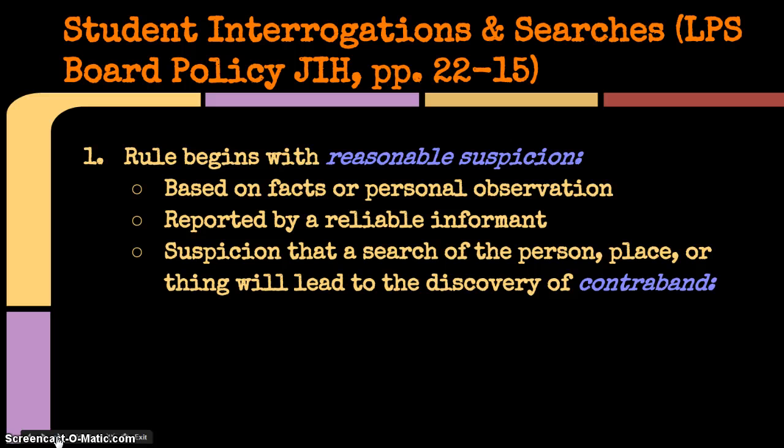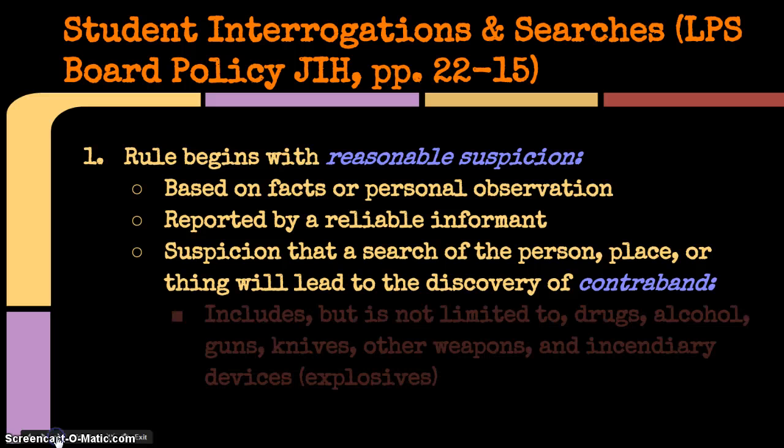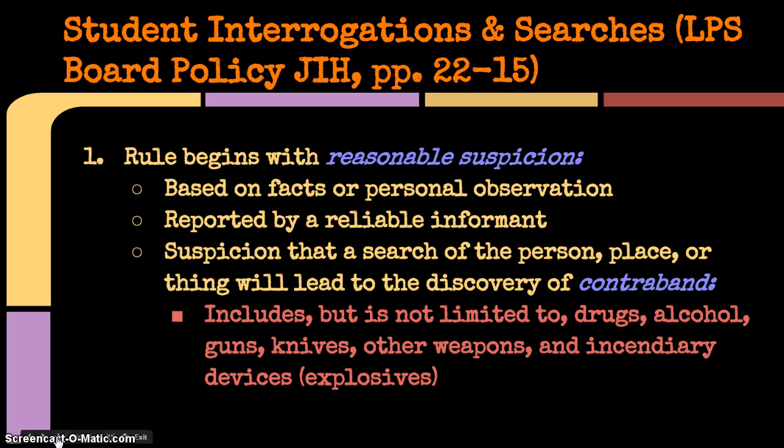And according to our Code of Conduct, contraband is anything including drugs, alcohol, guns, knives, other weapons, and incendiary devices, which I didn't know what that was, but I looked it up, and that essentially just means explosives. So if someone observed or has a strong suspicion that a person is in possession of one of these things, then that's reasonable suspicion, and we can proceed with a search.